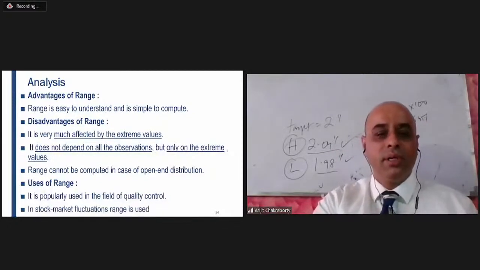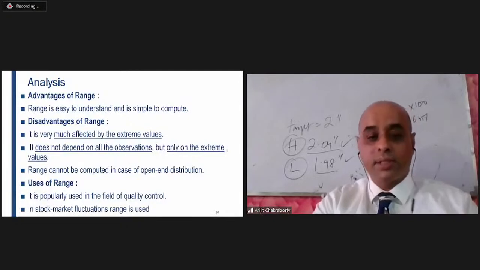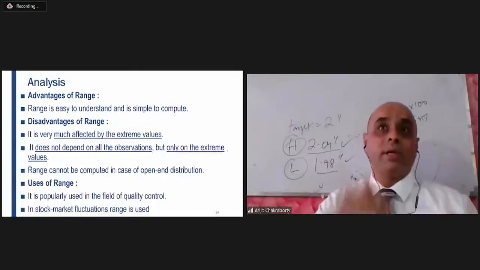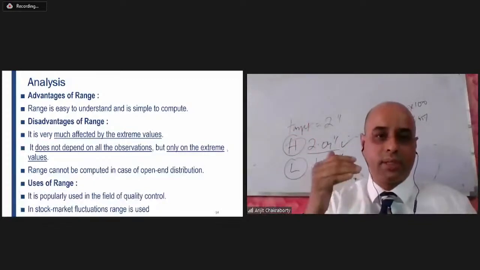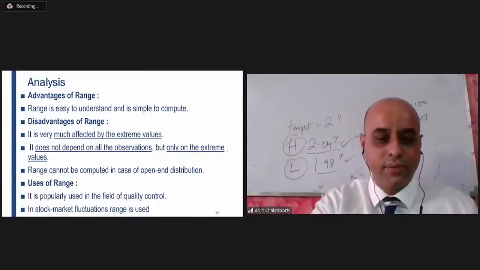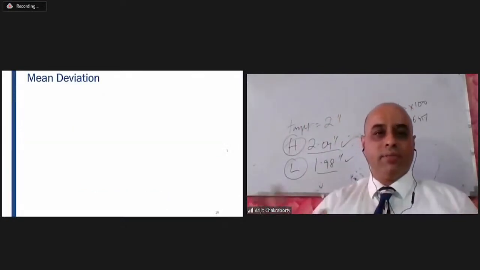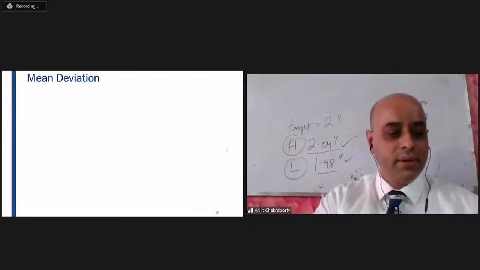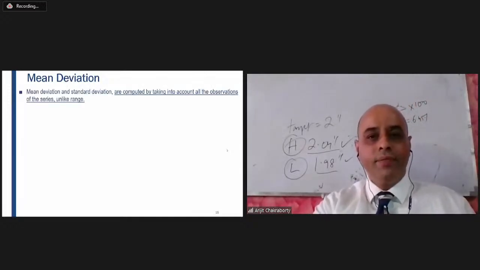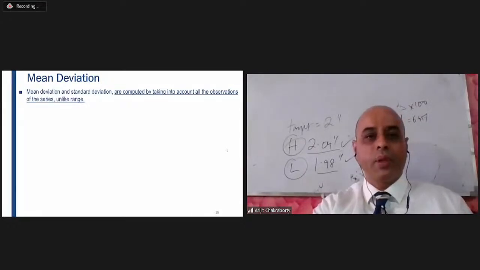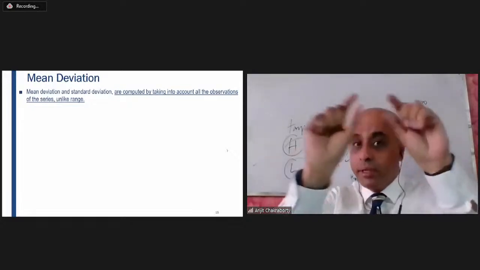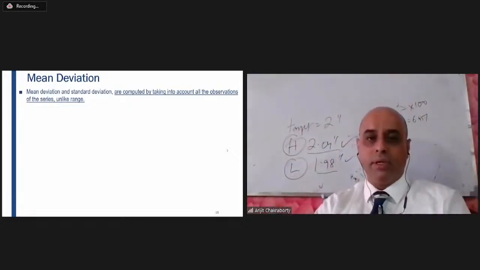Now we move on to the last point. In stock market fluctuations, range is used. In the stock market, the highest share price is this, the lowest price for the share is this, so we can get a range. Now mean deviation. Mean deviation is interesting, just like range. Mean deviation means the distance or the deviation between individual observations from the mean.